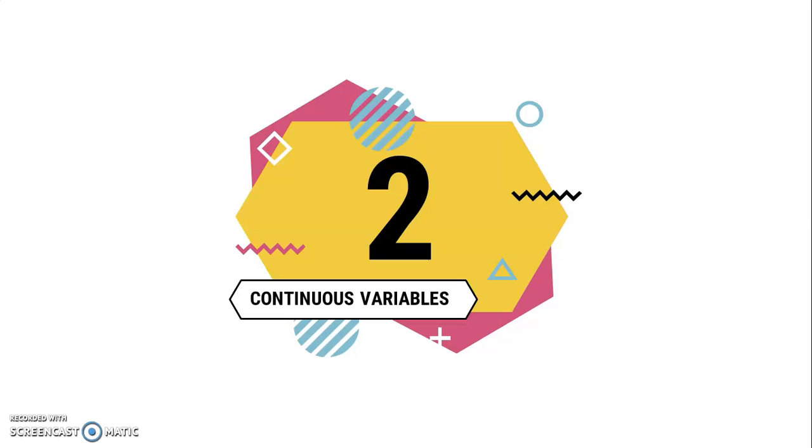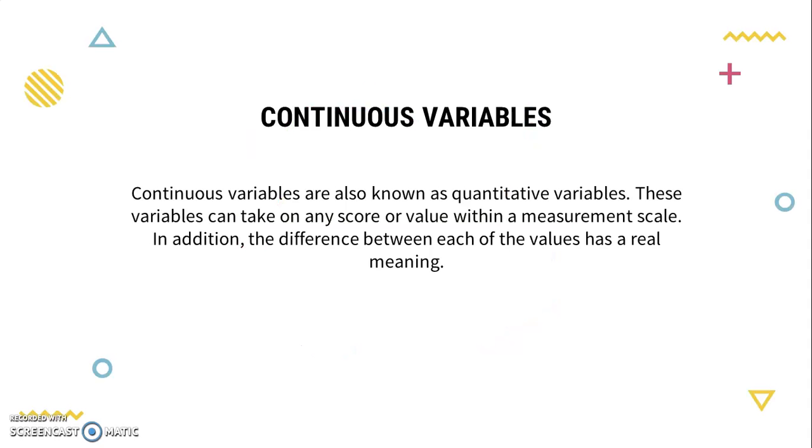Well, let's go on to the next variables. The second type of variables is continuous variables. Continuous variables are also known as quantitative variables. These variables can take on any score or value within a measurement scale. In addition, the difference between each of the values has a real meaning. In contrast to categorical variables, continuous variables have magnitude and units, with values that carry an equal weight.